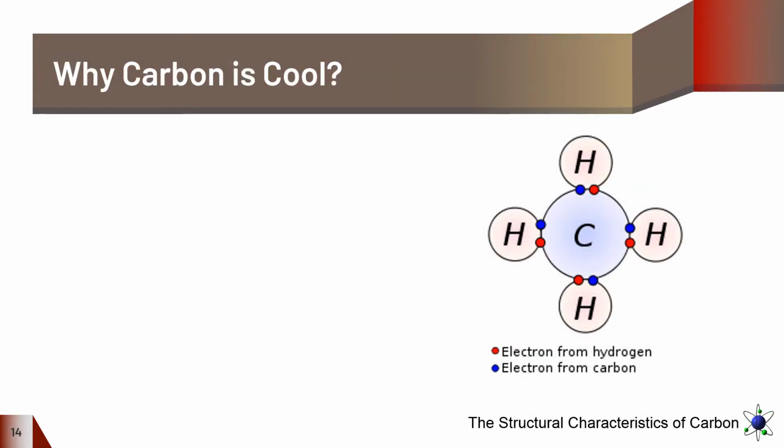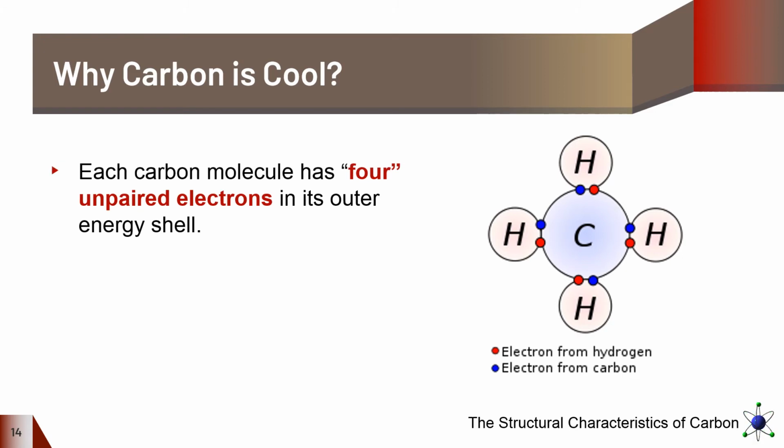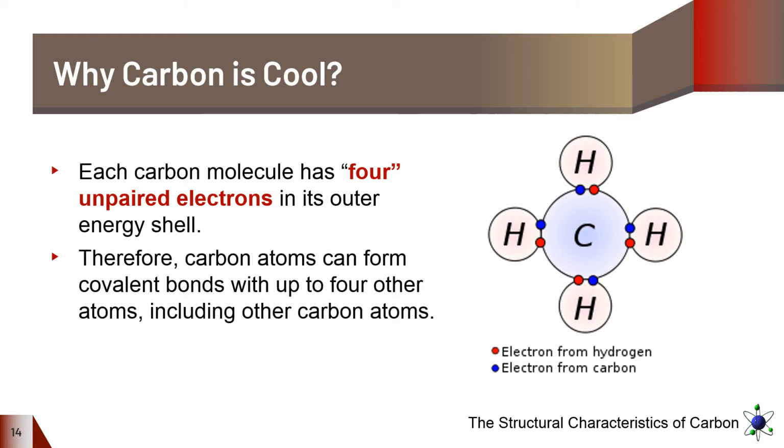Why is carbon cool? Each carbon atom has four unpaired electrons in its outer energy shell. Therefore, carbon atoms can form covalent bonds with up to four other atoms, including other carbon atoms. As you can see in the illustration, here the carbon atom is bonded to four hydrogen atoms. The red dot represents the electron from the hydrogen, and the blue dot represents the electron from the carbon.